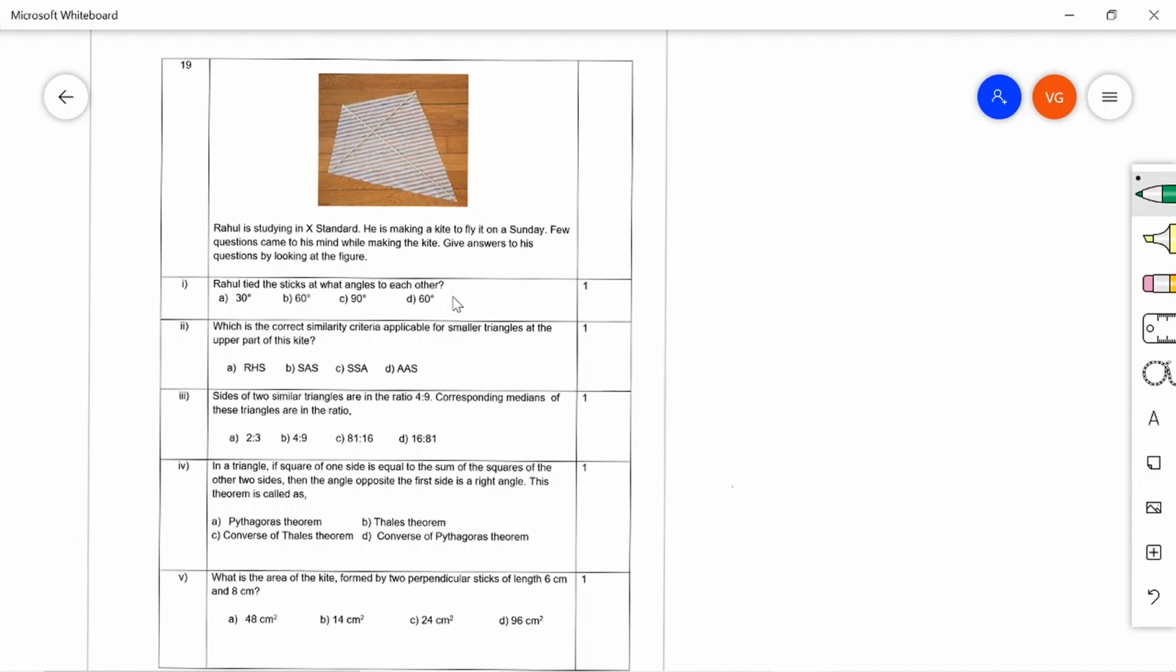So obviously, directly from the figure we can notice here the sticks are kept at 90 degrees. So mark the answer 90 degrees, option C.